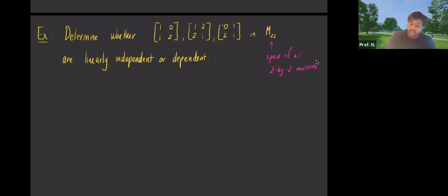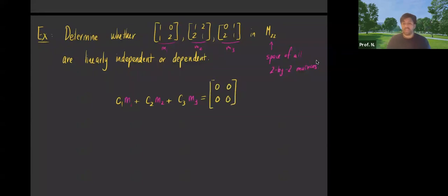So the idea boils down to the same thing we've done. I'm going to call this M1, M2, and M3. So these are 3 matrices. So then what would I do? I'll write this as C1 M1 plus C2 M2 plus C3 M3. This has to equal the 0 matrix, which is 0, 0, 0, 0.